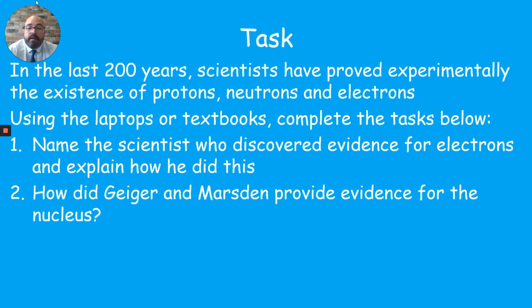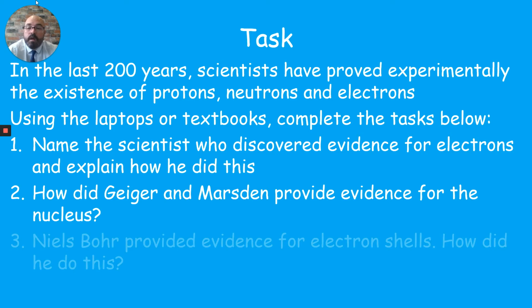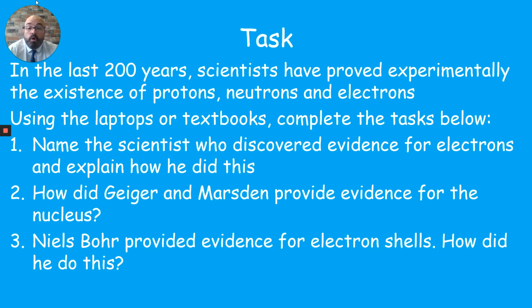I'd like you to say how Geiger and Marsden provided evidence for the nucleus. What I will say with this one, you might see the name Ernest Rutherford referred to a lot here. He was sort of the director of these two, Geiger and Marsden, so he directed them to do it. So sometimes you'll see this work referred to as Geiger and Marsden's work, but other times it will talk about Rutherford's scattering experiment. The third thing is Niels Bohr and how he provided evidence for the electron shells.